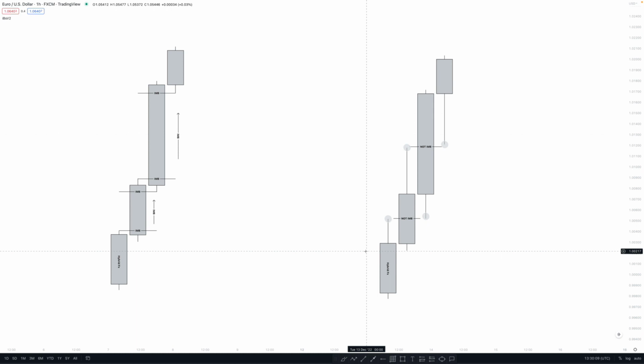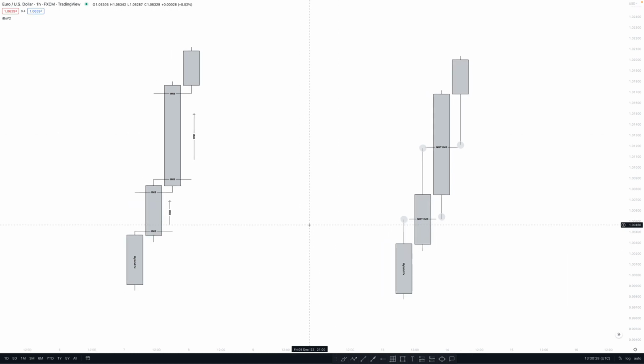So I want you to remember that price is dictating to you and showing you what it wants to do. And imbalance doesn't need to get filled right away. Really, really important, guys. Okay, so right now I'm gonna show you what imbalance actually is.